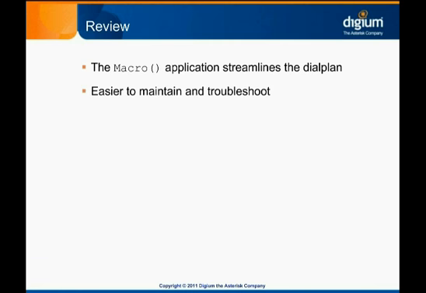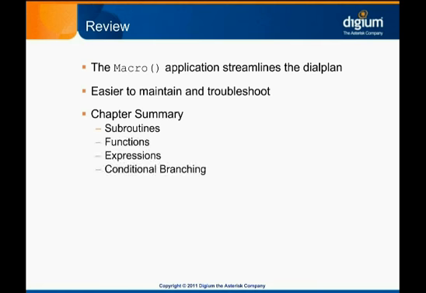In this module, we demonstrated how the Macro application can be used to streamline the Asterisk Dialplan by condensing groups of similar extensions. Effective use of this technique on large and complicated systems can save thousands of lines of Dialplan. This makes it much easier to maintain and troubleshoot the system. This concludes the Advanced Dialplan chapter. We've discussed not only Dialplan subroutines, but several other powerful concepts, including Dialplan functions and expressions, as well as conditional branching. In the next chapter, we will analyze the implementation of call queuing in Asterisk.